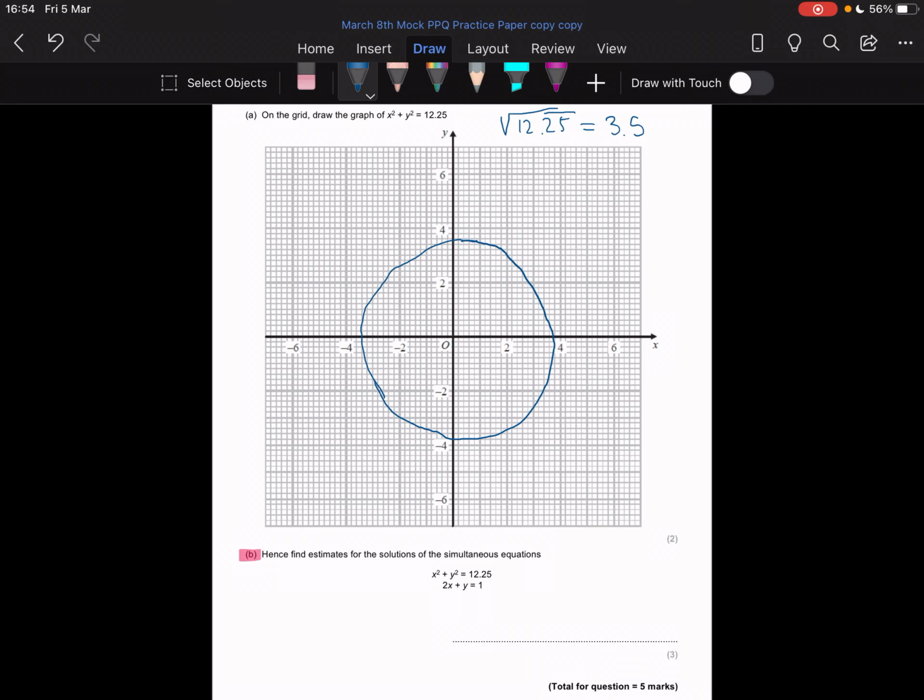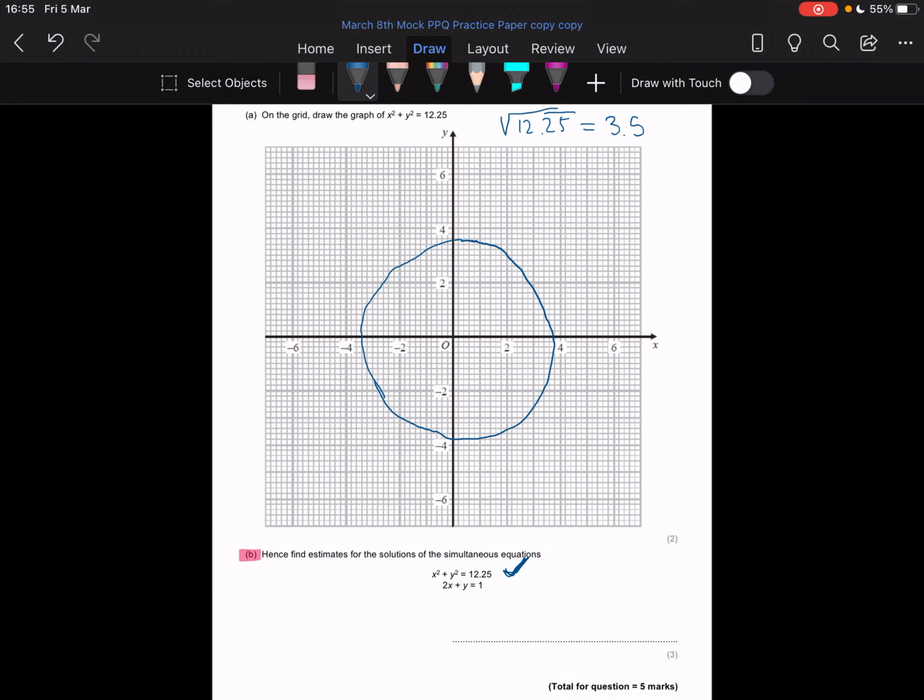In part B, it says, hence, which means using what you have, what you've already done in part A. Find estimates for the solution for the simultaneous equation. So one of them is the equation of the circle, because it said hence, and we've already got that. We need to plot this linear equation. And we know it's linear because there is no power. Exactly. No power. Good.